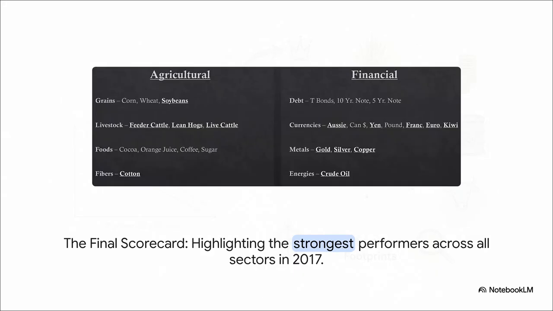And this is why this framework is so powerful. When you go back and apply this analysis to that 2016-2017 period, all the noise just disappears, and the real leaders become so obvious. In the agricultural space, soybeans, the entire livestock complex, and cotton were the clear winners. And in financials, you had a bunch of currencies like the Aussie and the yen, plus metals and crude oil. This scorecard isn't just some random list. It's the direct result of a process that filters out everything except for pure institutional strength.